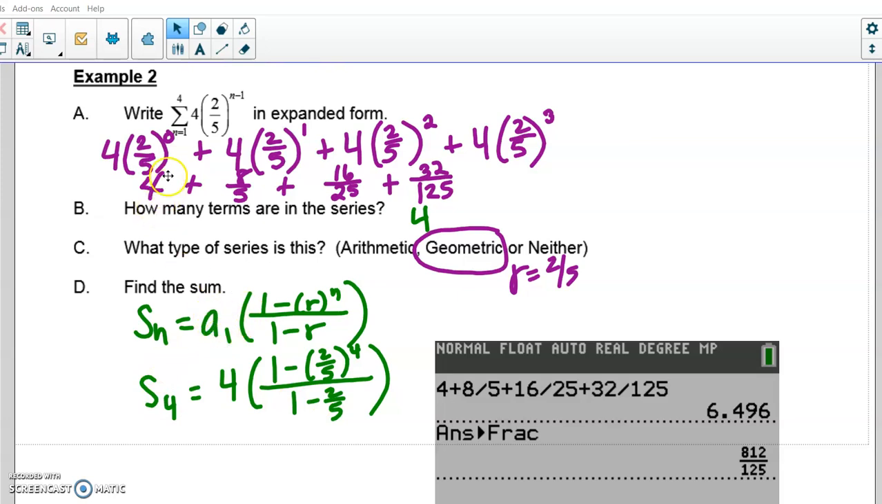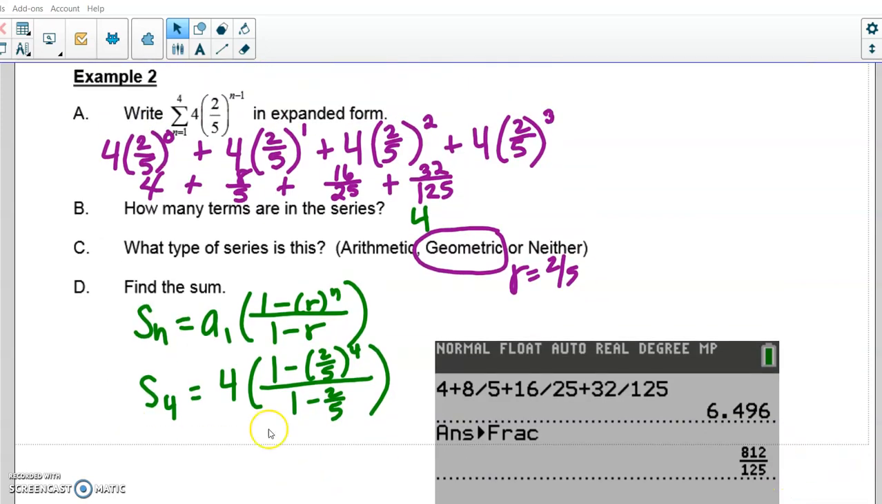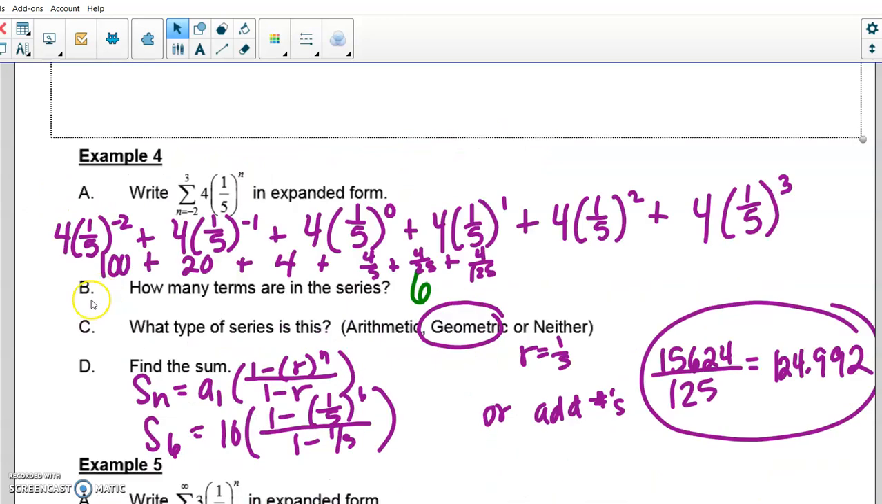So our first term was 4. We found that here when we did 4 times 2/5 raised to the 0 power. Our r was 2 over 5. So when you plug everything in, you should get 812 out of 125. Here's your answer. All right, let's try another example.